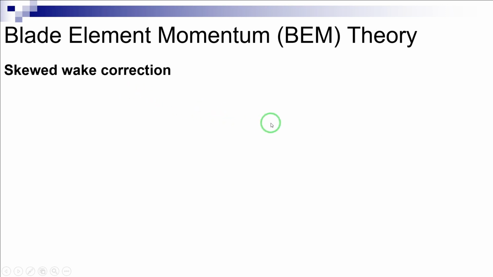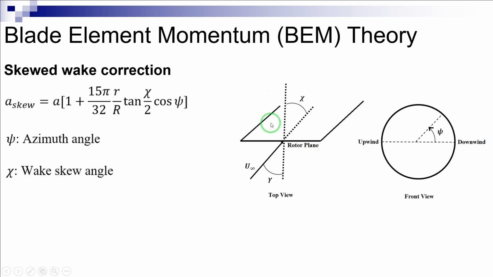In this regard, usually the following equation is used to take into account the skewed wake effect on the induced velocity. Here, psi is defined as the azimuth angle, as shown here in this figure, and chi is the wake skew angle, which is also shown in this figure.